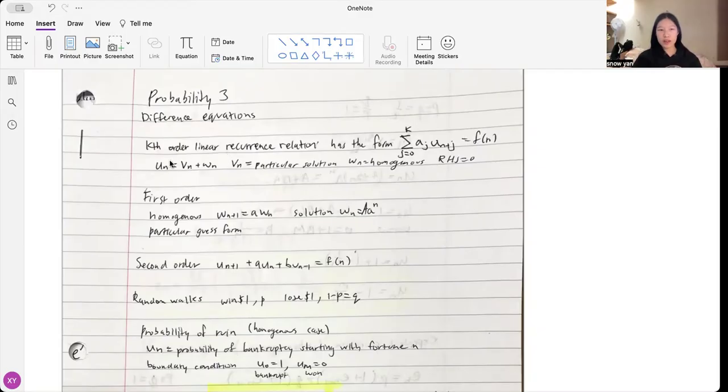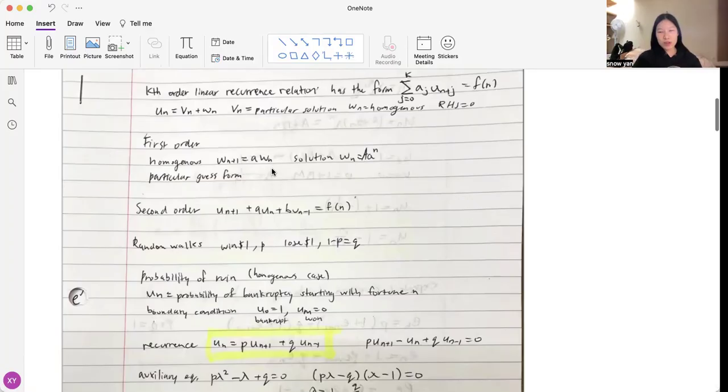So we'll often see a kth order linear recurrence relation has the form of this: sigma of a_j u_{n+j} equals f of n. It's just a formula of what it should look like. Basically, it's a recurrence where u_n equals v_n plus w_n, where v_n is the particular solution and w_n is the homogeneous. Homogeneous basically means we're just setting the right-hand side to be zero and solving for that equation.